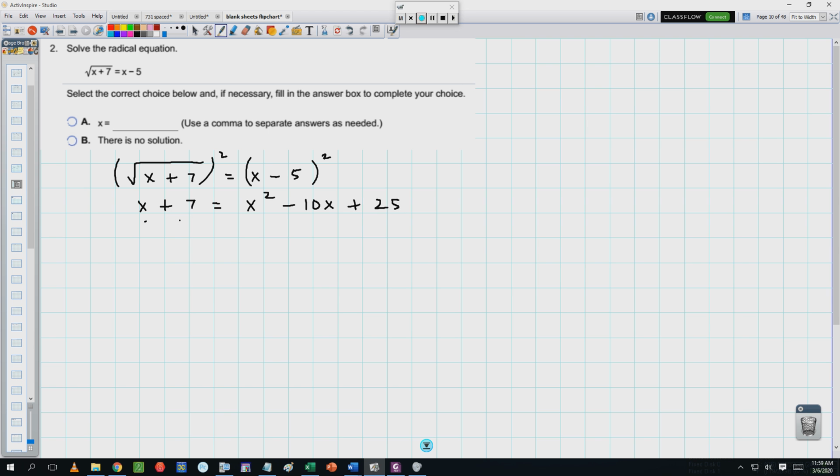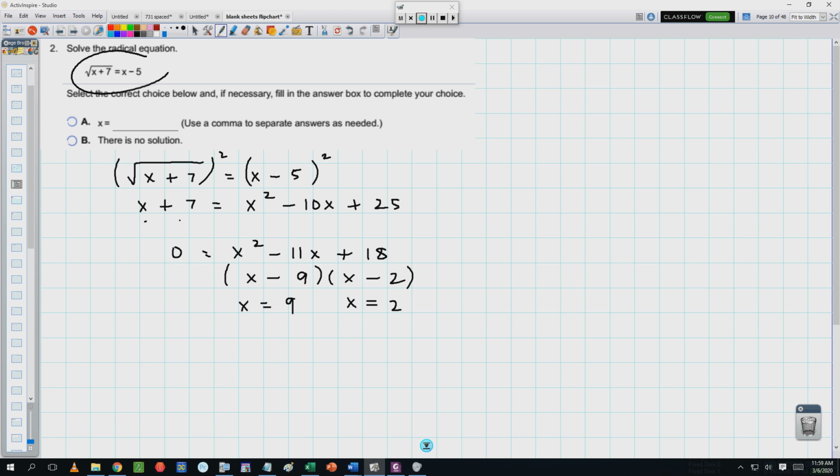Take both of these things to the other side so we get a 0 here. So I'll subtract the x, be -11x. I'll subtract the 7, plus 18. We can factor this into x minus 9 and x minus 2. x minus 9 is equal to 0 gives me 9 as an answer. x minus 2 equal to 0 gives me 2 as an answer.